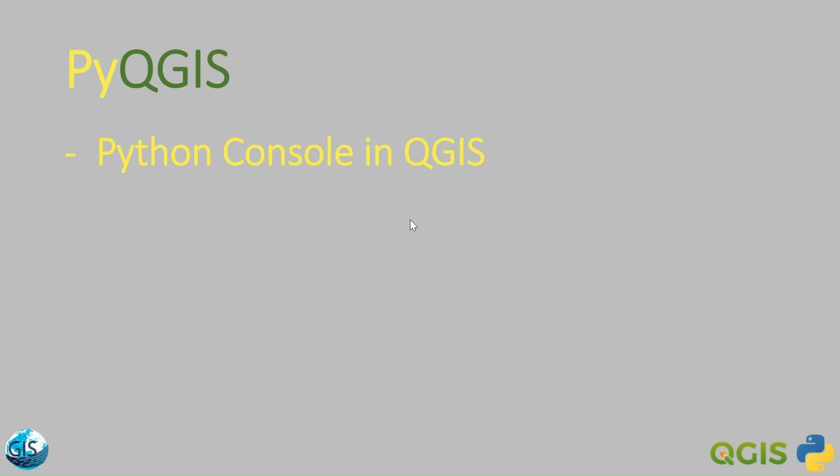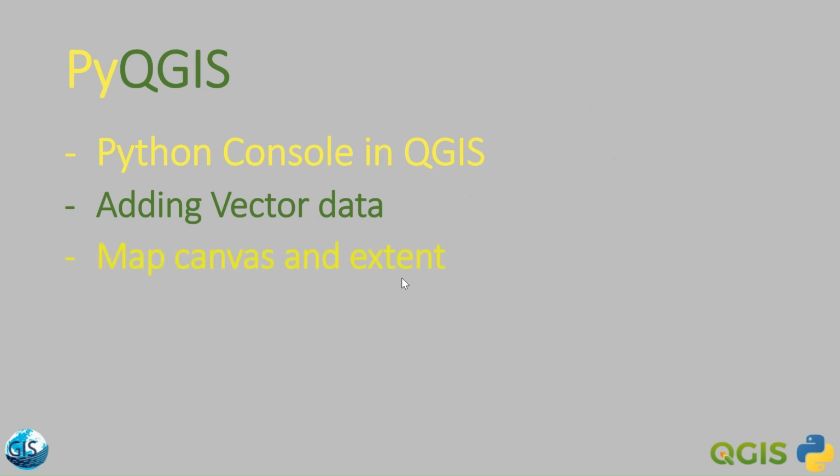Today, we will talk about what the Python console in QGIS is, how we can add vector data, what the map canvas and extent are, and finally, how we can export vector data.